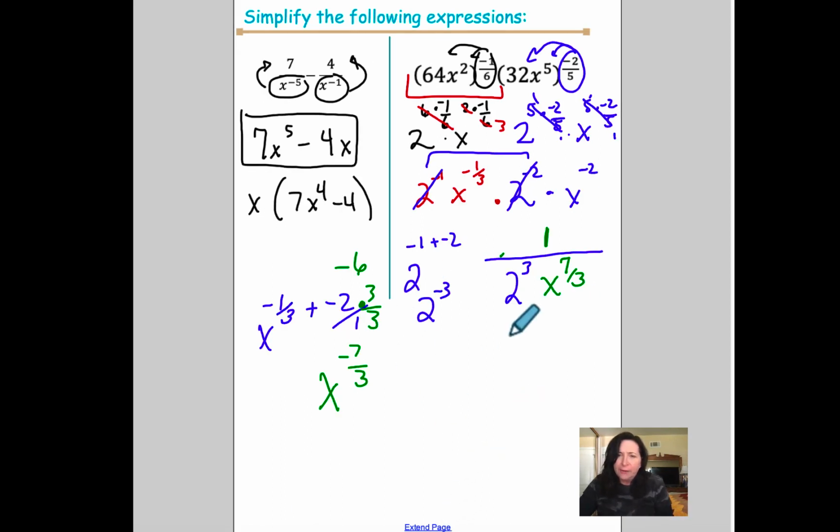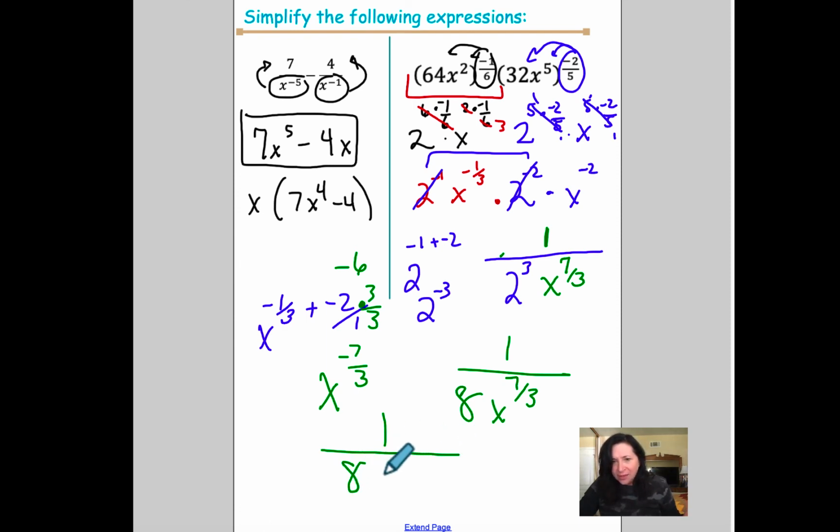And then just finishing this is 8x to the 7/3. And if you're kind of wondering, you know, what is that? What does that even look like? It looks like this. It looks like 1 over x times the cube root of x to the 7th power. That's what it looks like.